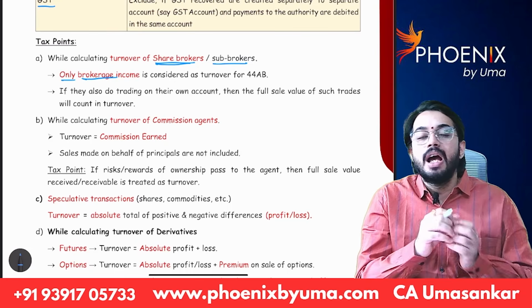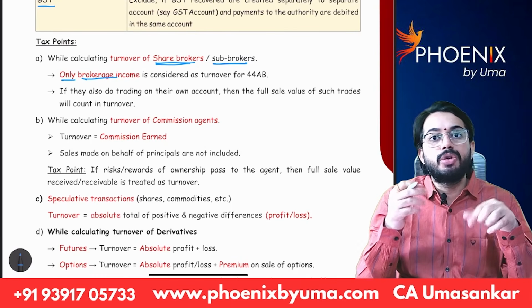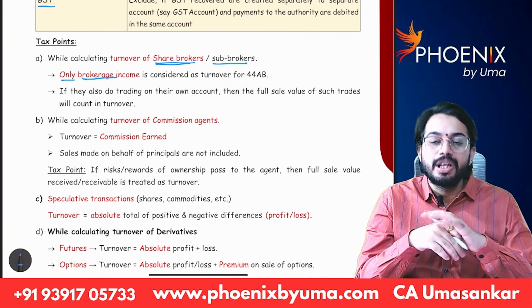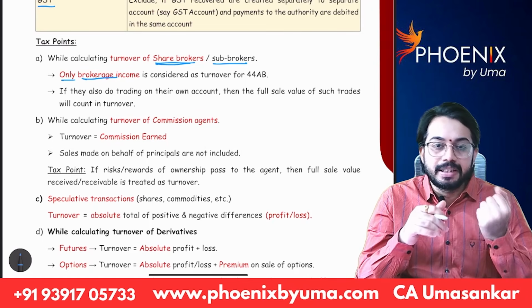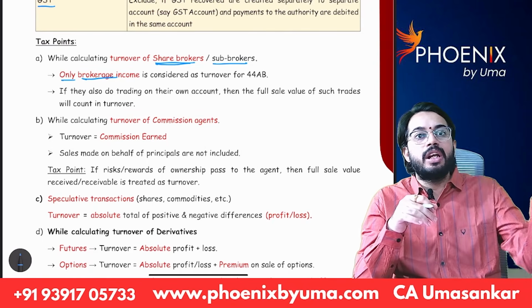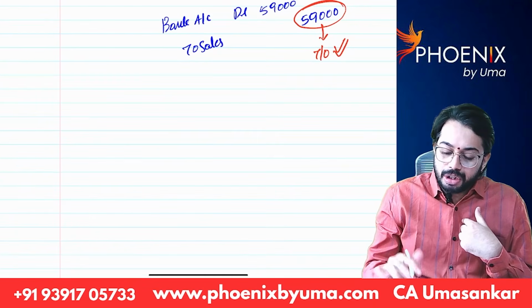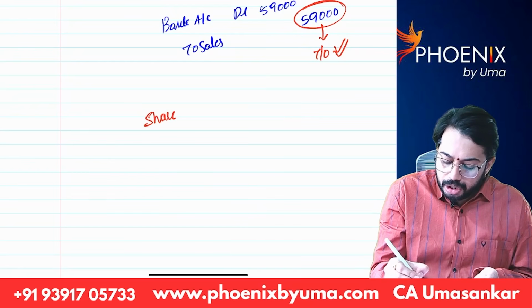For example, I purchased one share through Motilal Oswal. Let's say share cost is 1200 rupees. On 1200 rupees, Motilal Oswal commission is 10 rupees. Now, through Motilal Oswal, I purchased a share for 1200 rupees. So, share cost is 1200.